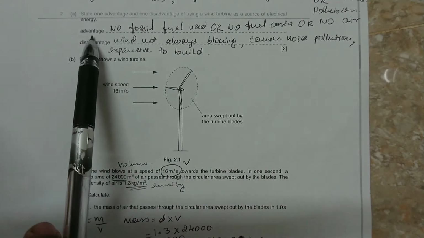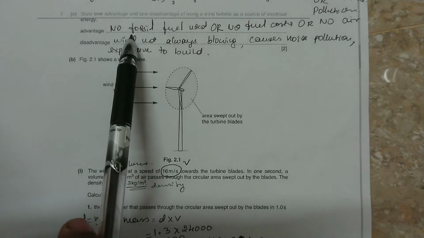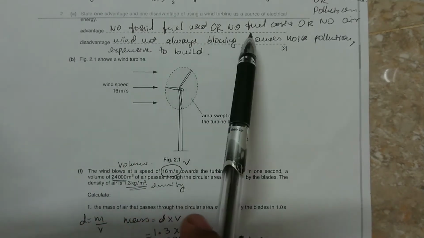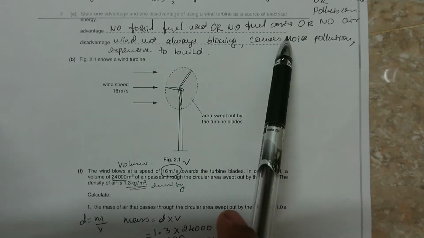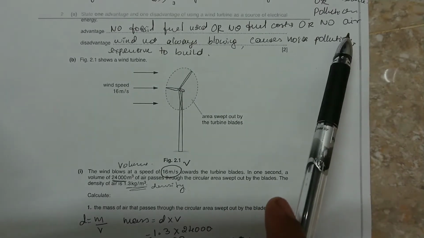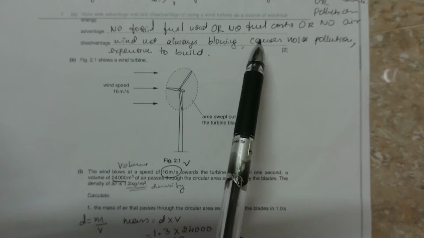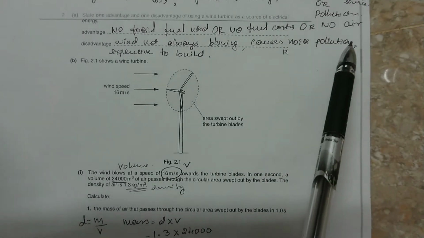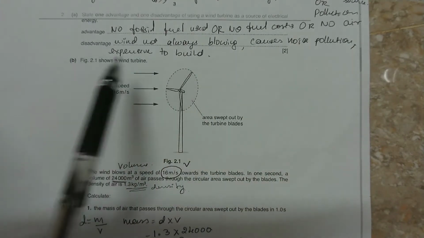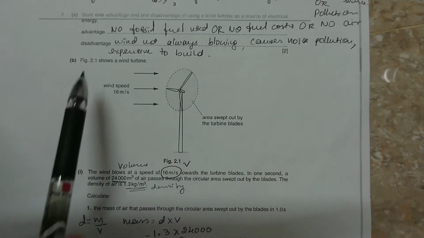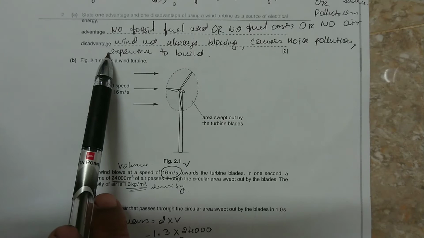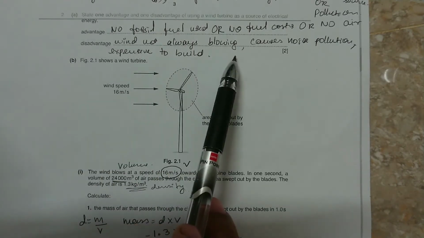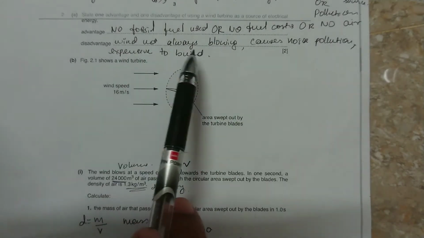Once again, in the advantage part, you can write no fossil fuels are used, no cost for the fuel, no air pollution, no greenhouse effect, no global warming, and it uses a renewable energy source. Any one of the answers you can write. And in the disadvantage part, wind is not always blowing. Okay, you cannot get wind always.